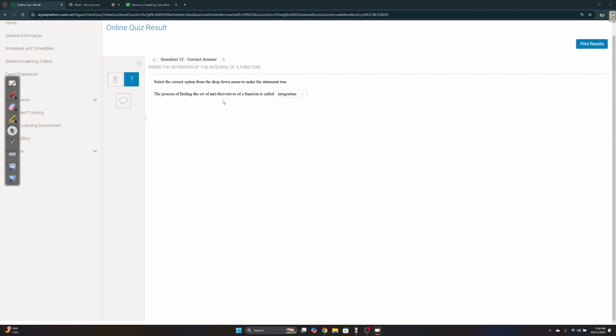Question 12. The process of finding the set of antiderivatives is called integration. Okay. Question 13. Integral 16x cubed is equal to what? 16 down, x down, add 1 to the power, divide by the new power, so you're going to get 4x to the power 4, and of course it's indefinite, so you put plus c. Question 14. Given the integral of f of x dx is 10x plus c, then the integral of 8 f of x dx is going to be what? Obviously, if you're multiplying it by 8, it's just going to be 80x.